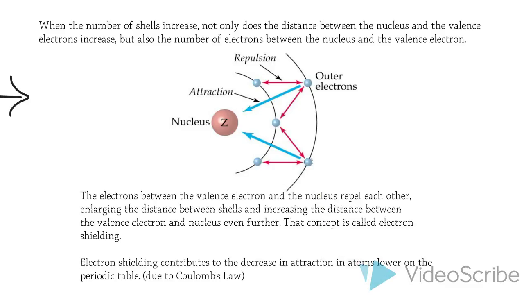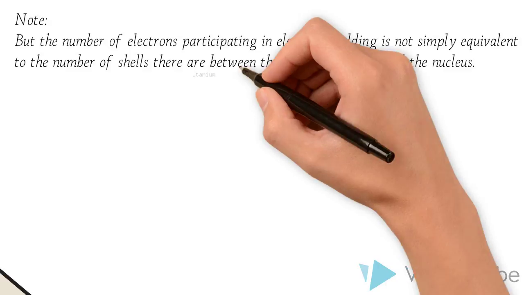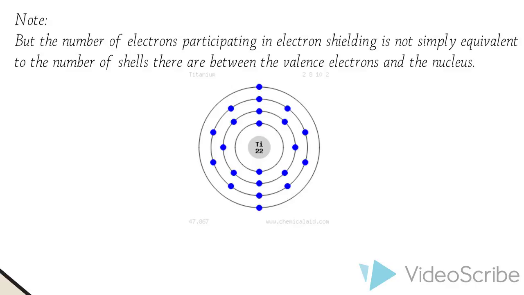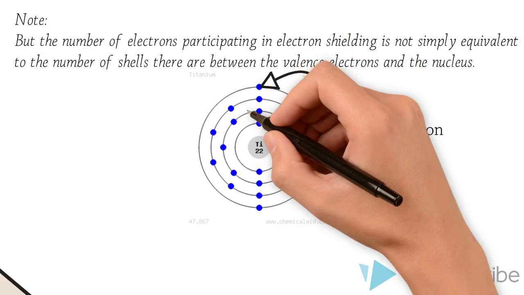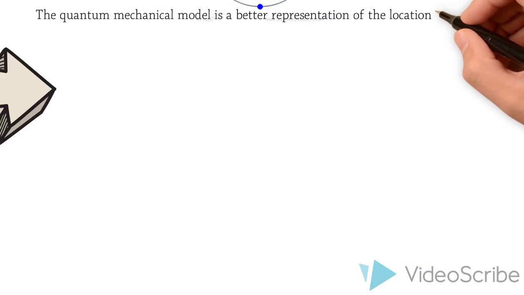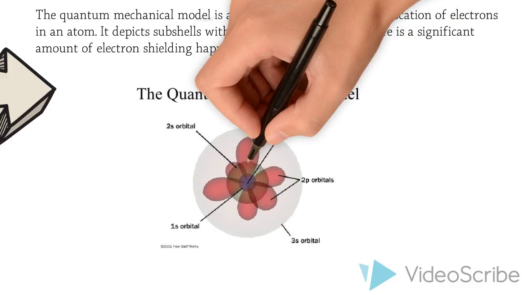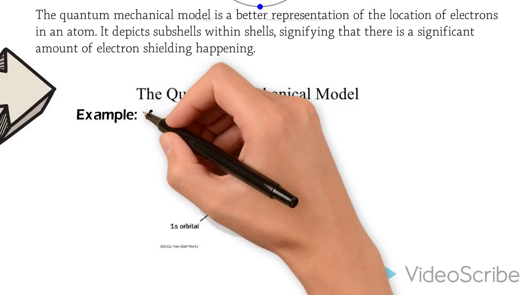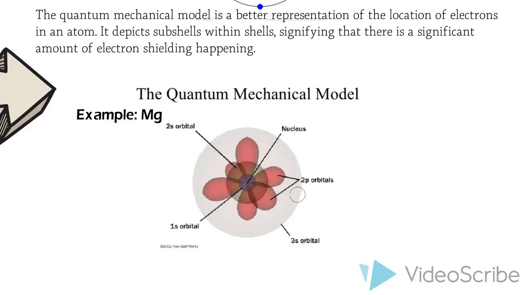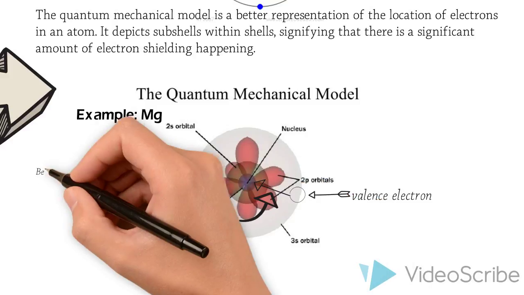Electron shielding contributes to the decrease in attraction in atoms lower on the periodic table. But the number of electrons participating in electron shielding is not simply equivalent to the number of shells there are between the valence electrons and the nucleus, as you can imagine if you visualize the Bohr model, because shells are not actually as the shell model depicts them. The quantum mechanical model is a better depiction of the location of electrons in an atom. The presence of subshells, as described by this model, means that there will be a significant amount of electron shielding happening. As you can see in this diagram of magnesium per the quantum mechanical model, a valence electron will be separated from the nucleus by what is likely more than 3 electrons.